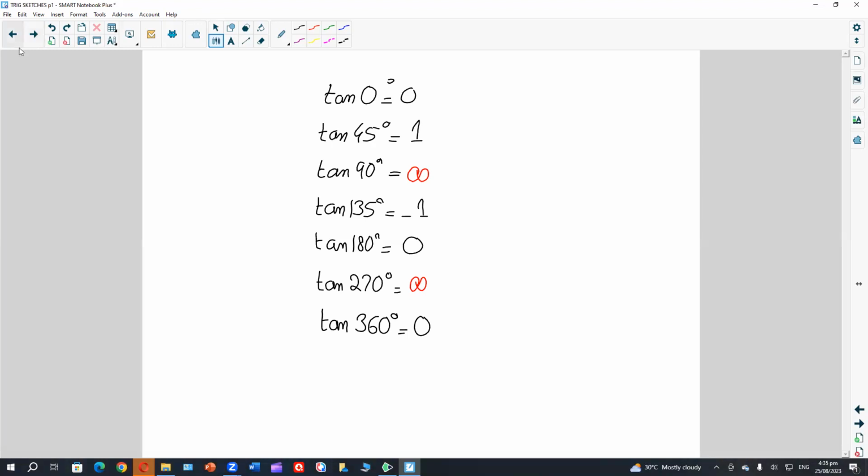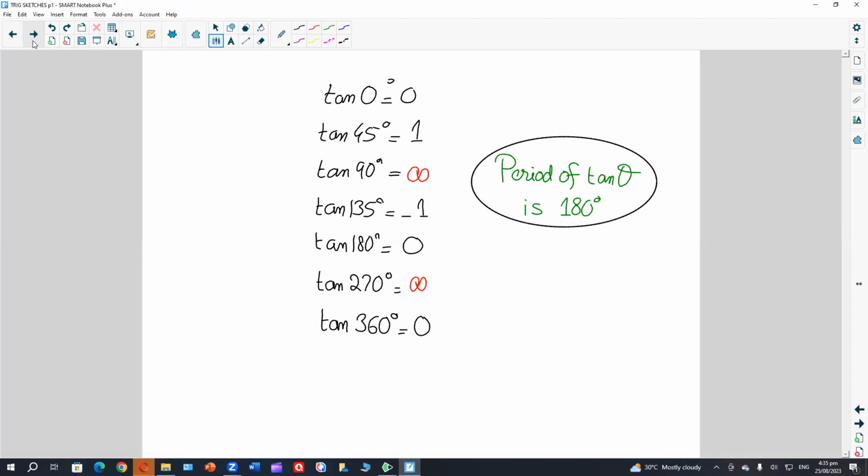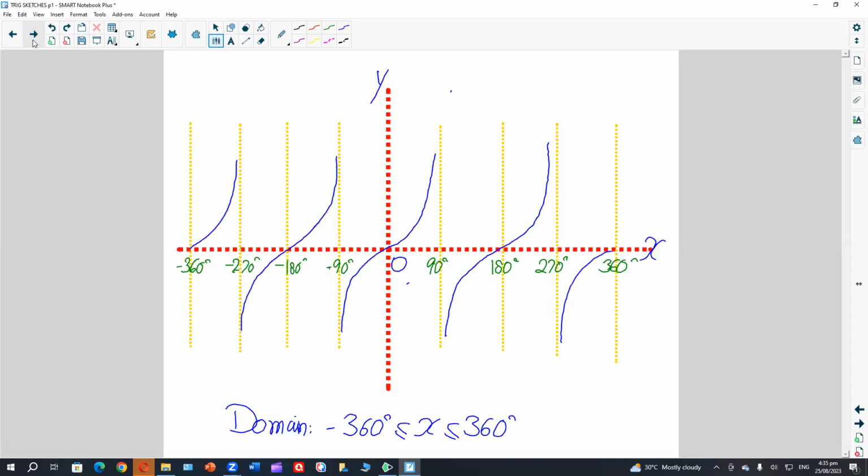Done. Now, let's point out that the period of tan theta is 180. Remember, the period of sine theta is 360. The period of cos theta is also 360. But the period of tan theta is 180. Now, look at these graphs. I have shown the waves starting from minus 360 to 360. Make it clear again, which I will show by an arrow, that this blue line is not touching the dotted line. You have to copy this.